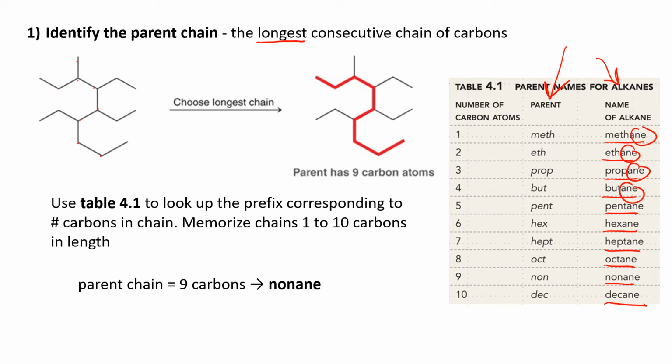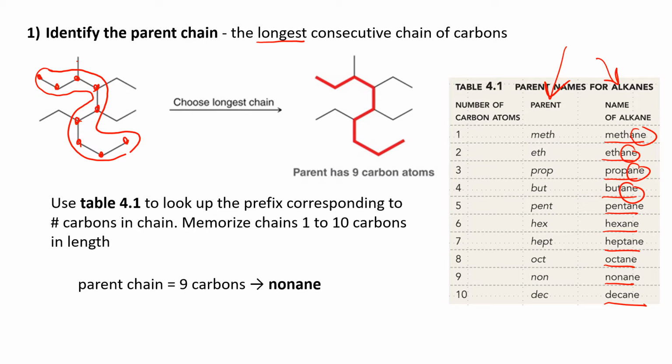Let's check another one. 1, 2, 3, 4, 5, 6, 7, 8. So that one there is 8. Still not the best option. It looks like this carbon chain here is the longest consecutive chain of carbons. So we have 1, 2, 3, 4, 5, 6, 7, 8, 9 carbons in a consecutive chain.